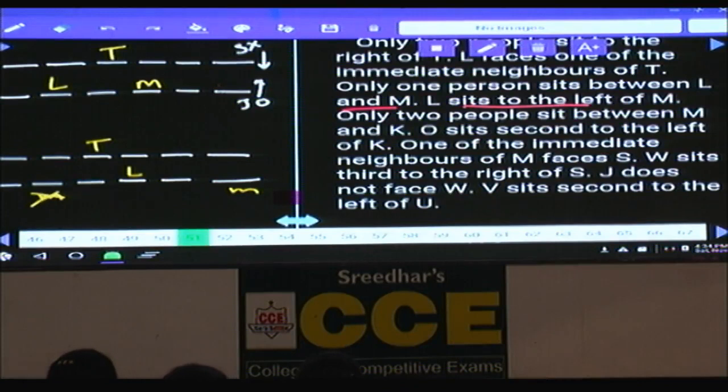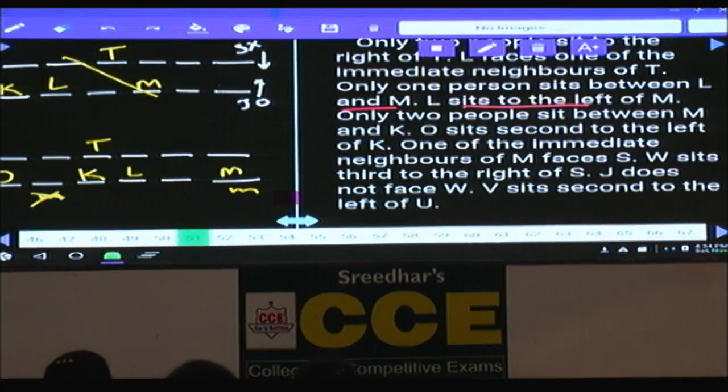As L is to the left of M, M cannot be here, M must be here. L is to the left of M. Only 2 people between M and K. In the first case, K is here. Now in the second case, K is here. Only 2 people between M and K. O sits second to the left of K. O is seated second to the left of K is here.